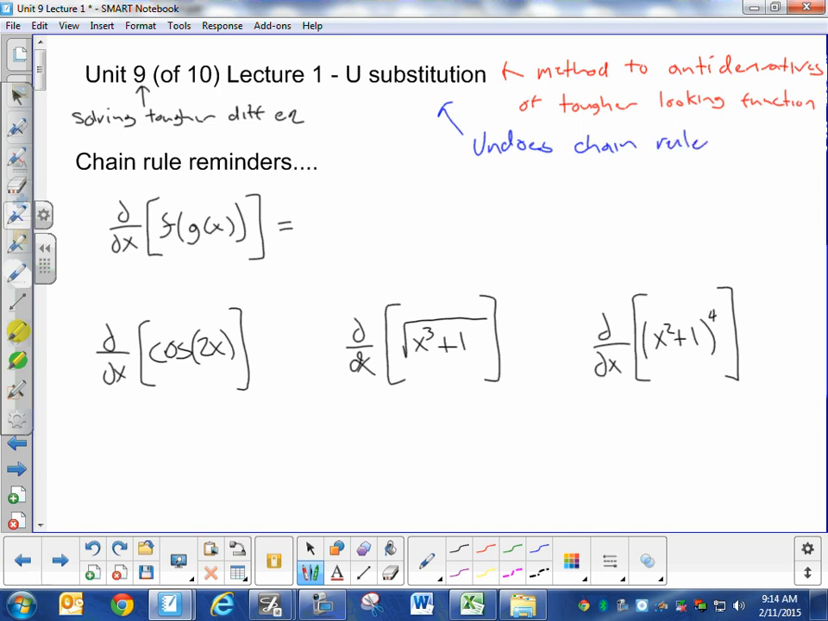Okay, so we learned the chain rule to find derivatives. Now we will find that U-substitution will help undo the chain rule to get us back to where we started. So let's remember the chain rule. Chain rule is just a rule for derivatives of compositions of functions. The derivative of f of g, this composition of functions, is just the derivative of the outside, leave the inside alone, times the derivative of the inside.